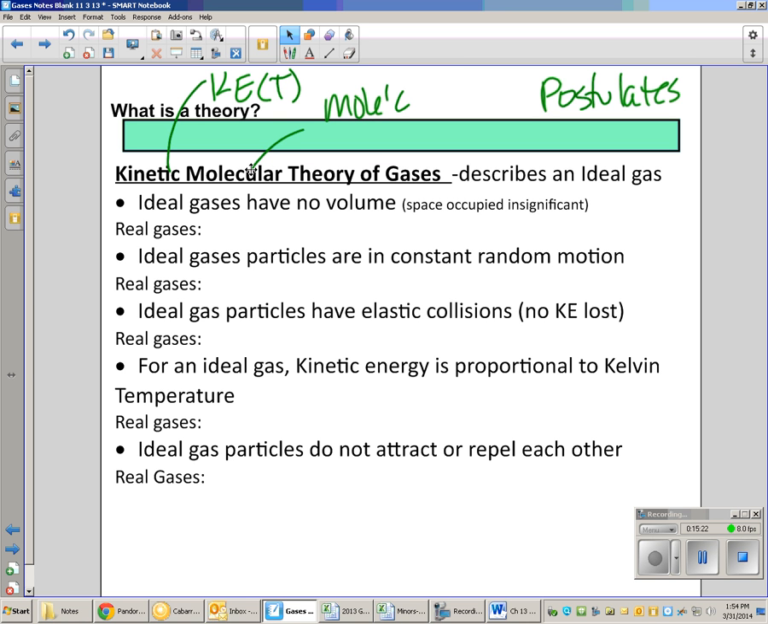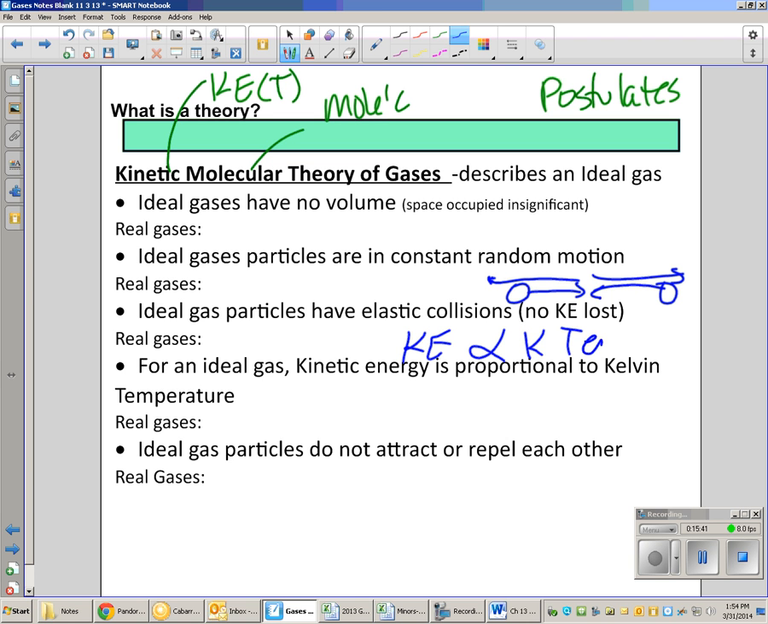The gas particles are in constant random motion. They're sporadic, moving around quite a bit. They have elastic collisions. No kinetic energy is lost. So they actually hit each other and then bounce right back. Nothing is lost. Kinetic energy is proportional to Kelvin temperature.